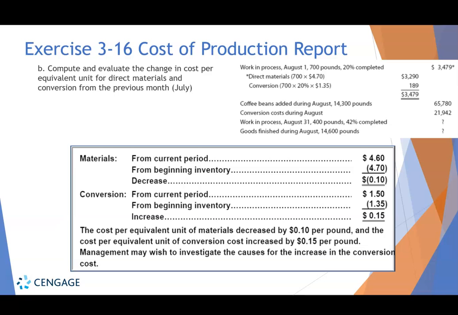Compute and evaluate the change in the cost per equivalent unit for direct materials and conversion from the previous month. Well, the materials from the current period are at $4.60. From beginning inventory, they were sitting at $4.70, so they've gone down 10 cents. But the conversion costs have gone up 15 cents. Management might want to see what's happening, why that's occurred.